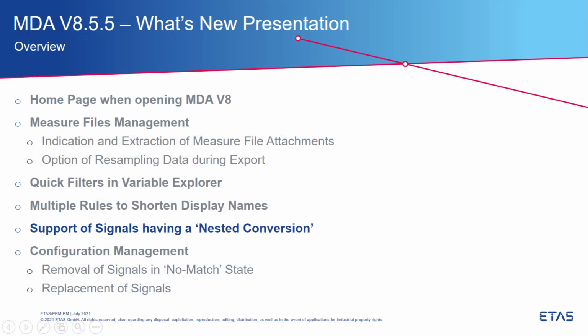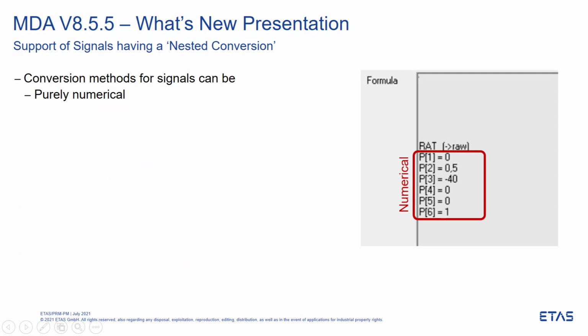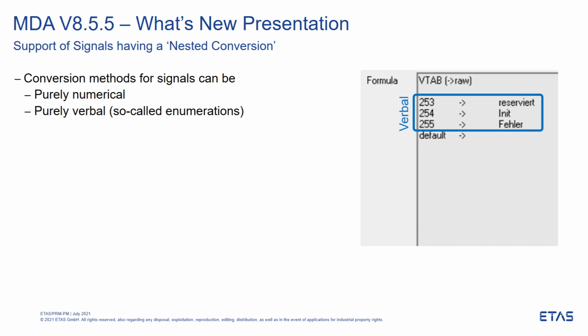Next, I'm going to demonstrate MDA 8's support of a specific data type. More precisely, it is about signals having a specific conversion method. In most cases, a numeric conversion formula is used to calculate for signals from the raw, also called implementation value, a physical value. Then there exists a conversion method in which the numeric raw value is assigned to a string.